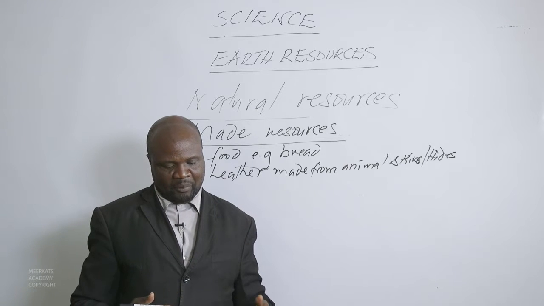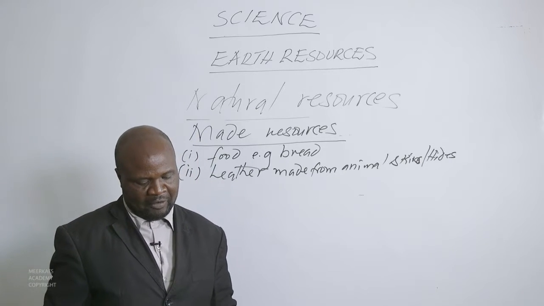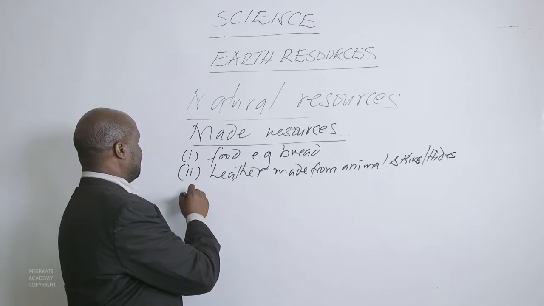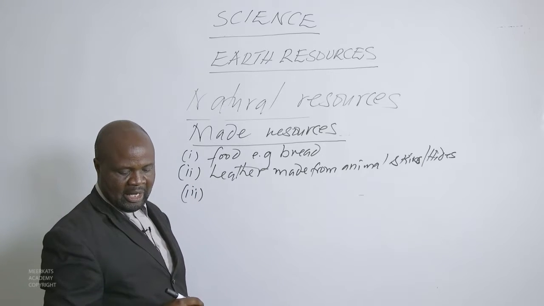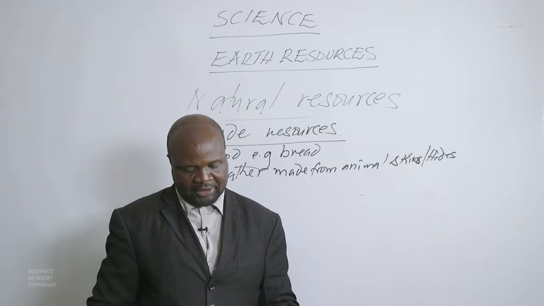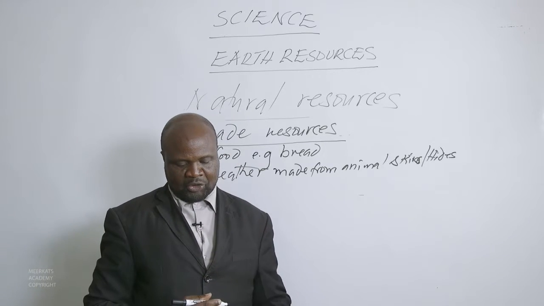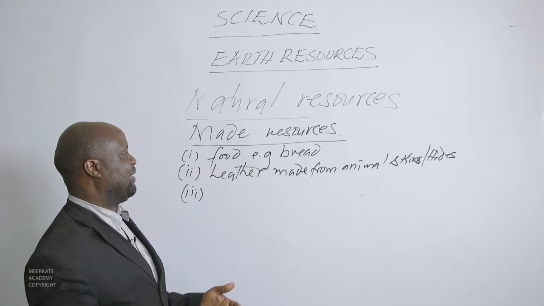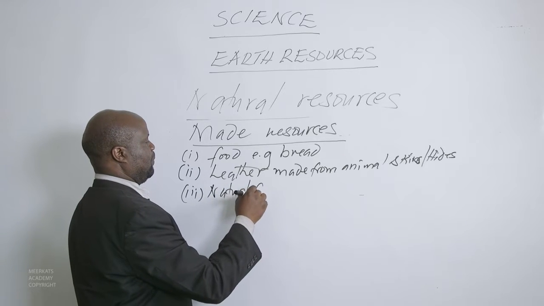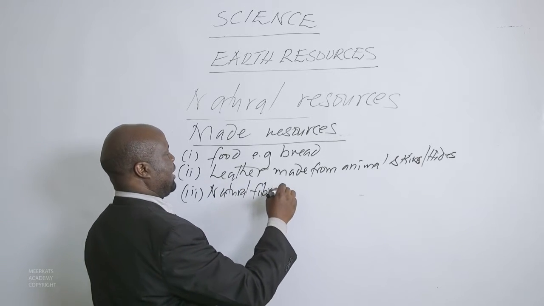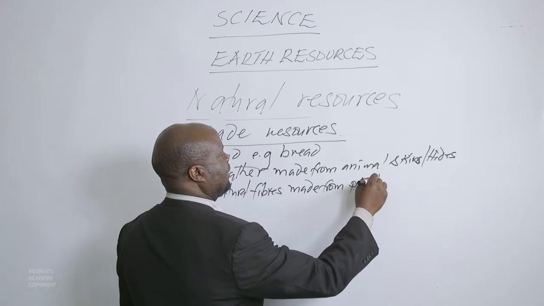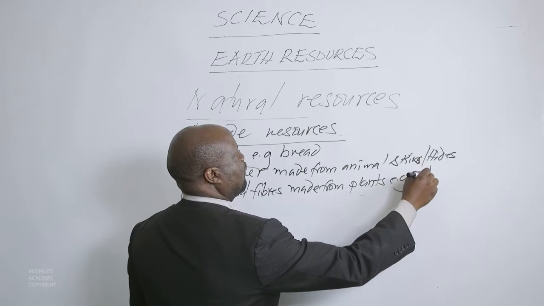This is the second made resource, and another made resource we can talk of is natural fibers made from plants. When we talk of natural fibers made from plants, we mean things like cotton.